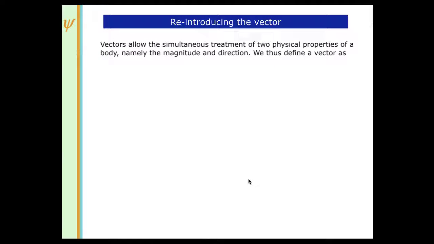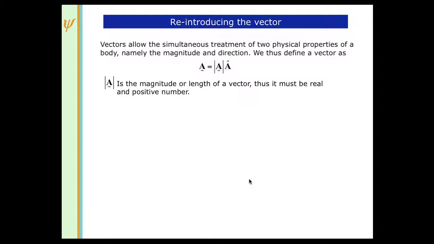Hello, in this course we will use two kinds of mathematical objects, scalars and vectors. A scalar is just a number, it only has a value, which is expressed in some physical units. A vector also has a value, but it also has a direction. We can define a vector as a product of its value and a unit vector, which has a value of 1 and points in the direction of the vector.